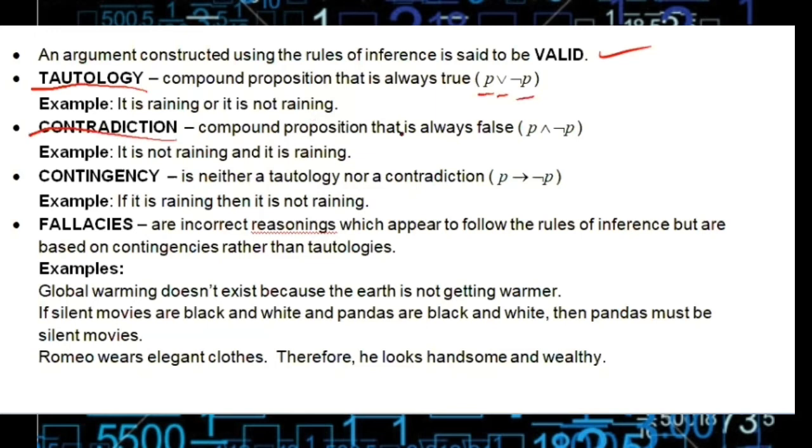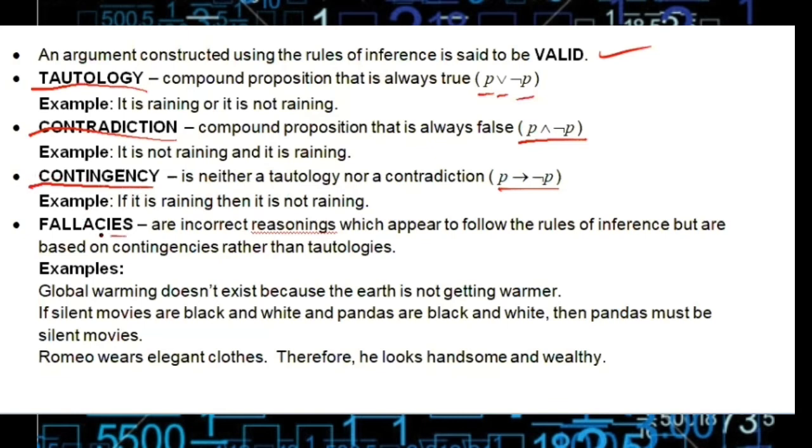Contradiction. Compound proposition that is always false. Given this formula, P and not P. Example, it is not raining and it is raining. Okay? Contingency. It is neither a tautology nor a contradiction. So wala sa dalawa. So ano kaya? If P, then not P. So magulo. Example, if it is raining, then it's not raining. Confusing statement. That's why contingency.